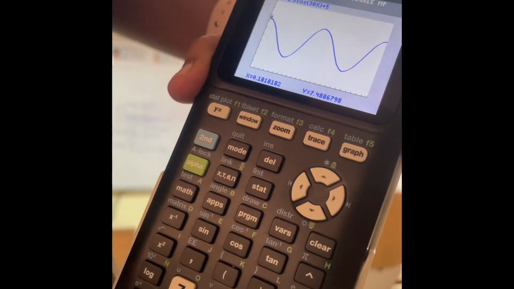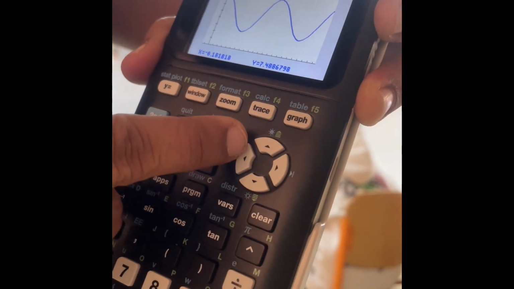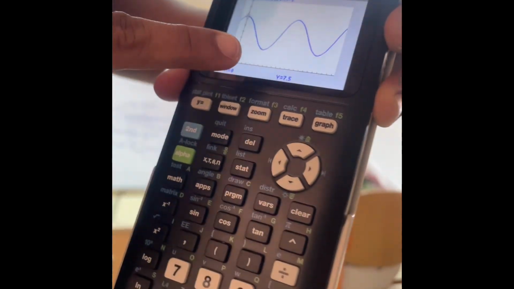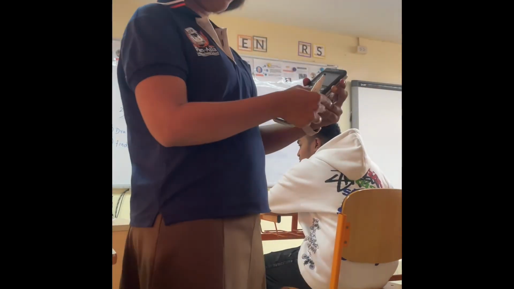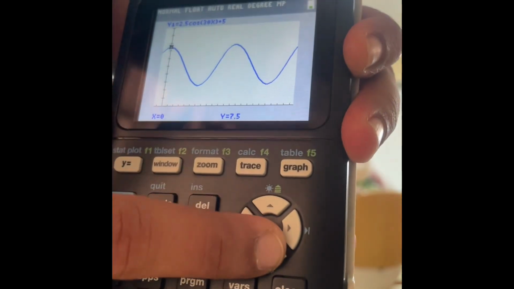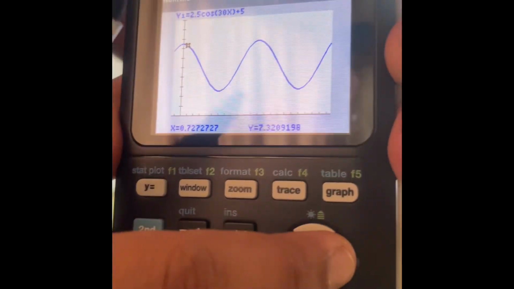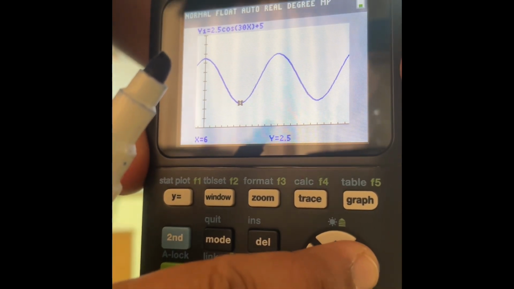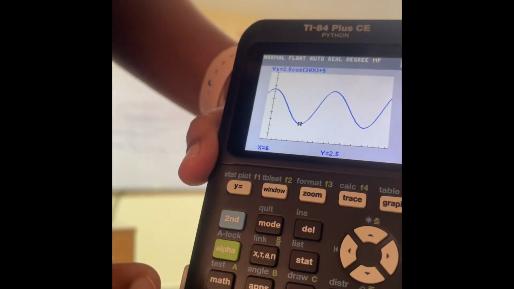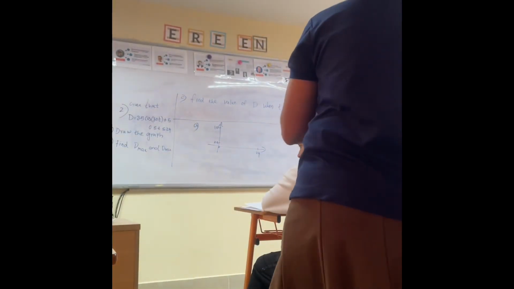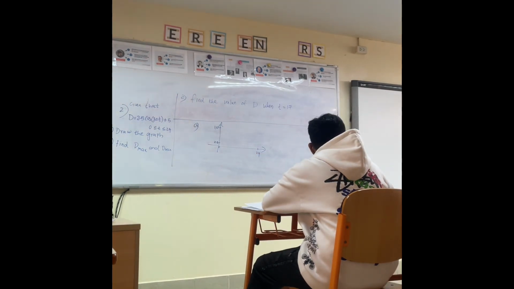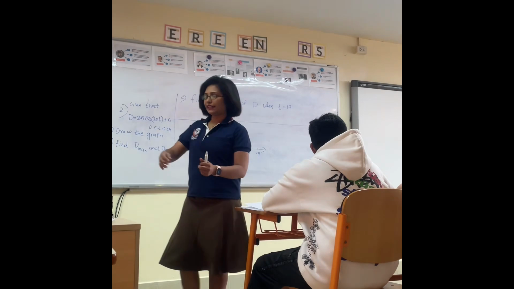So the y maximum is 7.5. Did you get 7.5? Yes, and the minimum value when you move your graph, it will be 2.5. Yes, so 7.5 and 2.5. Very good. Please write.